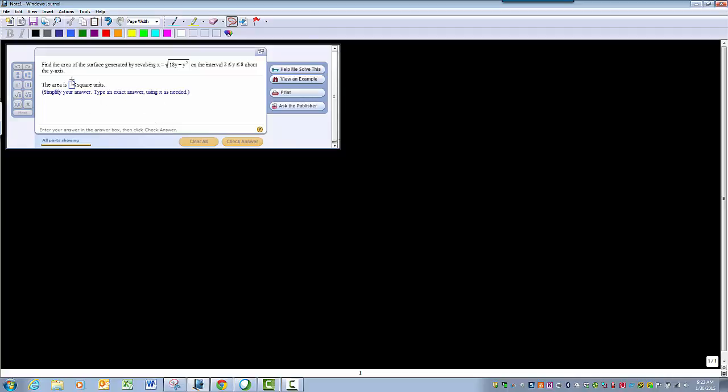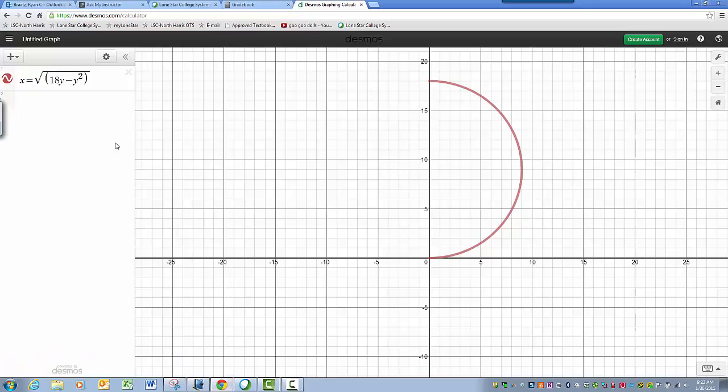Well, first, before we start anything, we really need to figure out what this guy looks like. So let's go ahead and graph him. If I pull up Desmos and plug him in, you'll notice that I have half of a circle, right over here. This is a circle that has a radius of 9, and its center is at 0, 9. Okay, so that's what we've got. So we're going to rotate this guy around.